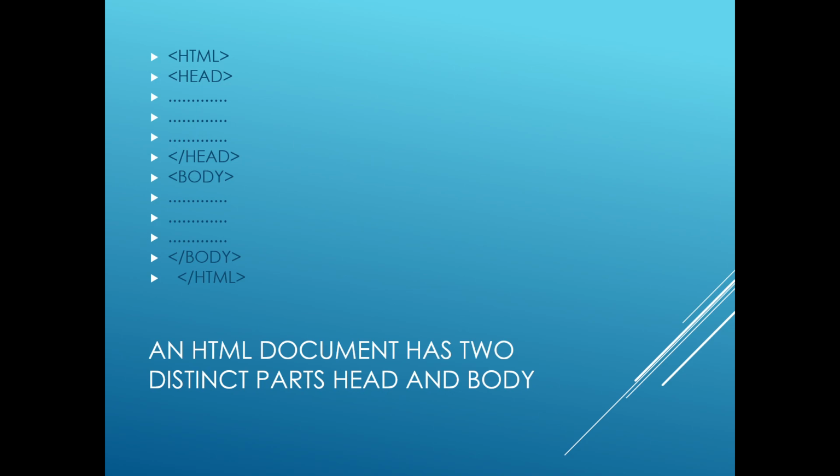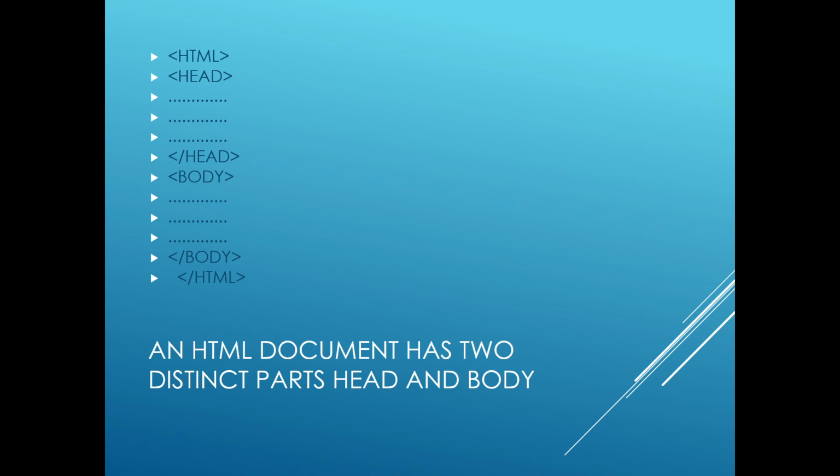An HTML document has two distinct parts, head and body. As we have discussed earlier, the head part contains title, metadata, and many more. And the body part contains whatever we want to display on the web browser. We are going to include it inside the body tag. The body tag also ends with a forward slash, and the head tag also ends with a forward slash head.